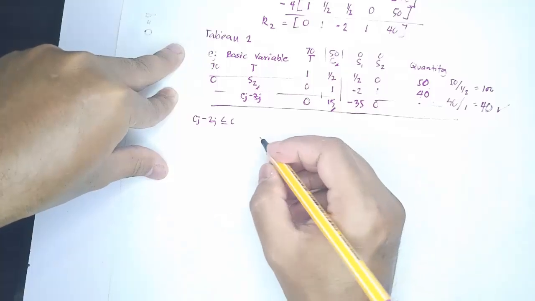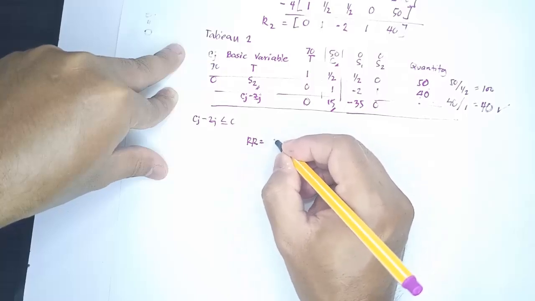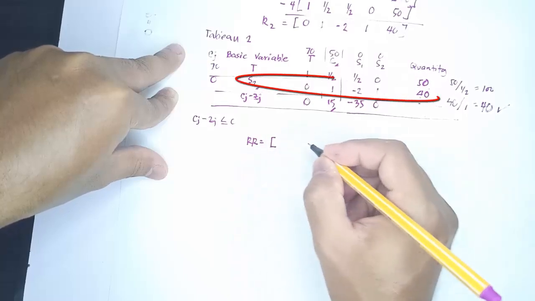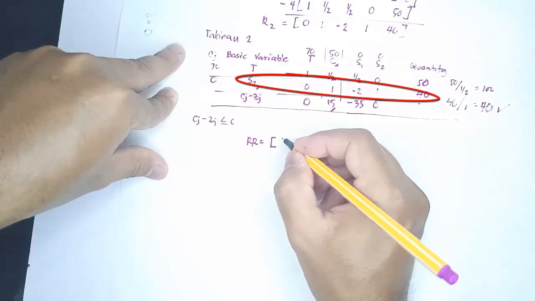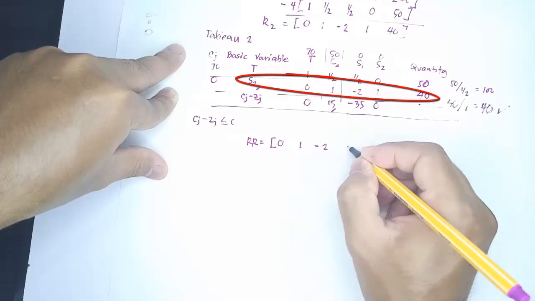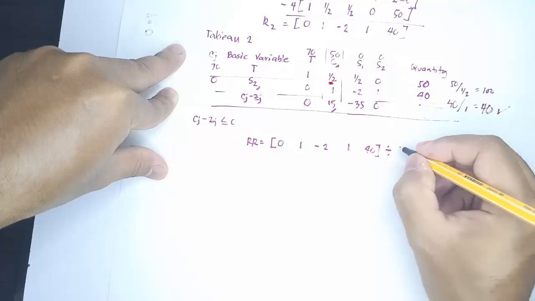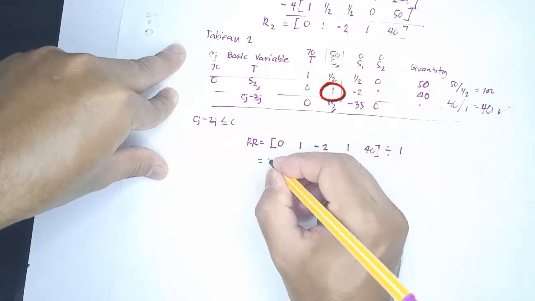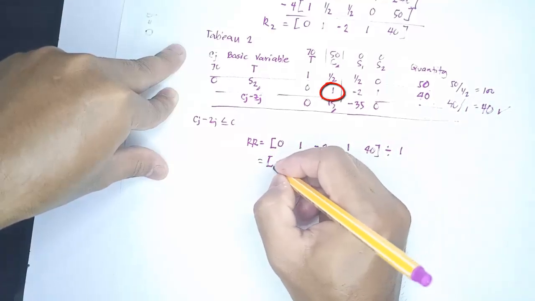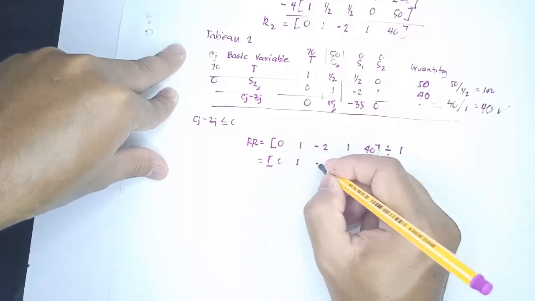Now we can compute for the values of the replacing row. Replacing row is equal to the pivot row, which has elements 0, 1, -2, 1, 40, divided by the pivot element 1. Since it is divided by 1, the replacing row is equal to itself.